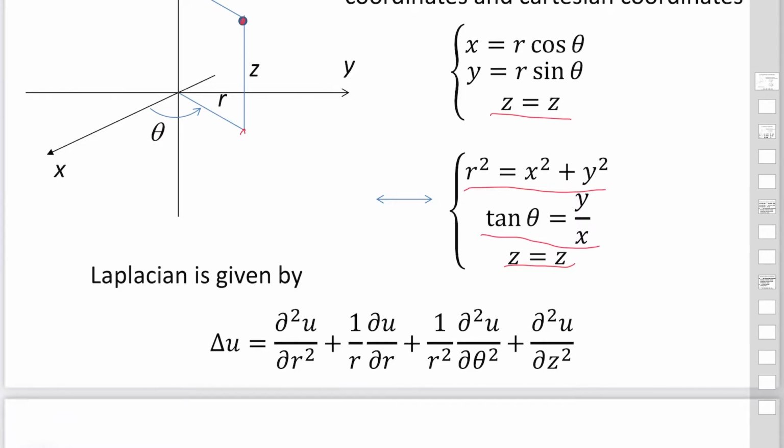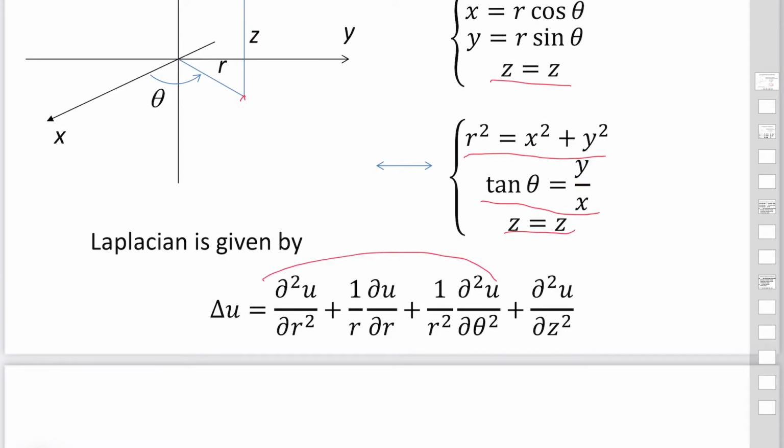To express the Laplacian in cylindrical coordinates is very simple. The first three terms come from the polar coordinate. And we add the last single term, the second derivative of u with respect to z. This term is added to the Laplacian in the cylindrical coordinate.